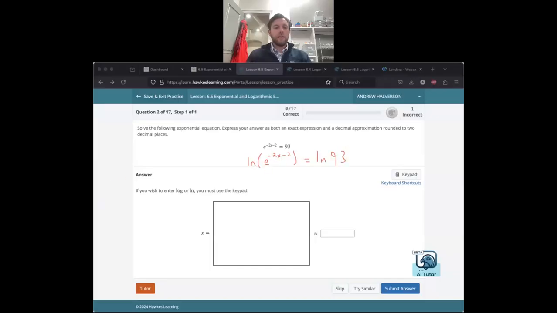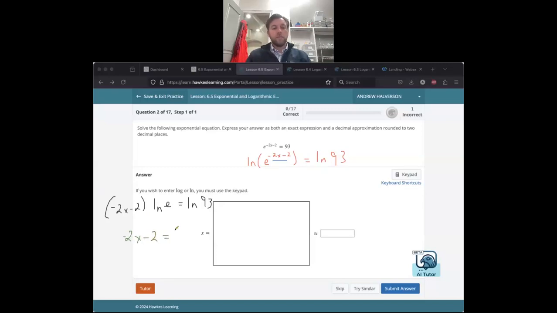So this exponent here hops out. So I'm going to come over here. -2, so put it in parentheses, (2x minus 2), ln of e equals ln of 93. But for this part, the ln of e, because the base of the log and the number are the same, that's going to reduce to 1. That's why I chose the ln, the natural log. So the ln of e goes away, leaving -2x minus 2.